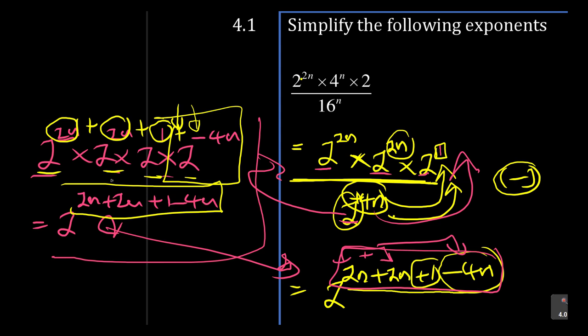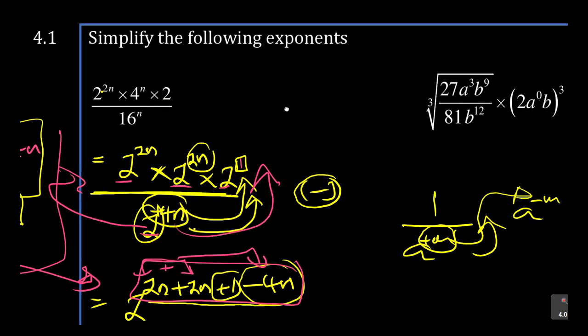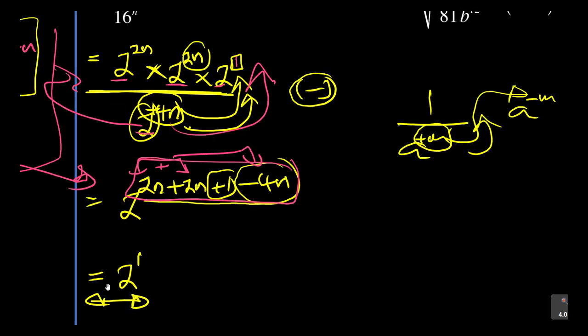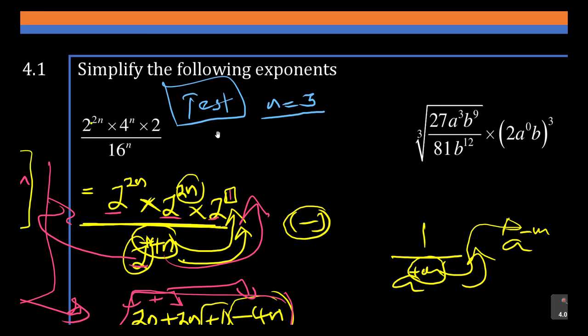Making sense. Now, guess what? Test, yes. You come back and say, let me quickly test this. Choose any value of n. For example, don't choose big numbers, because exponents grow faster. So maybe say n is equal to 3. Actually, you see, our answer was just 2. So when we put n equal to 3 here, or any number, actually I can even put 5 here, it will give us 2.